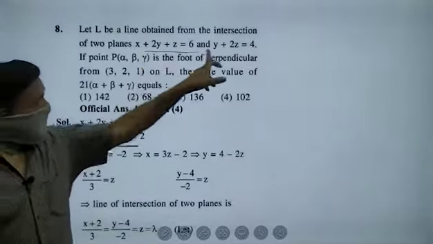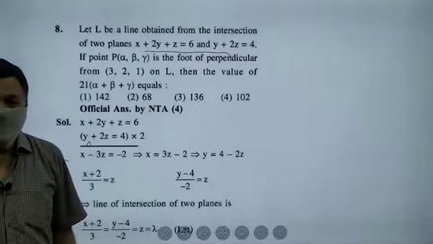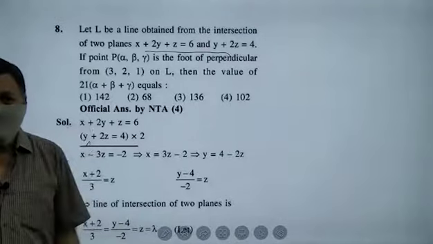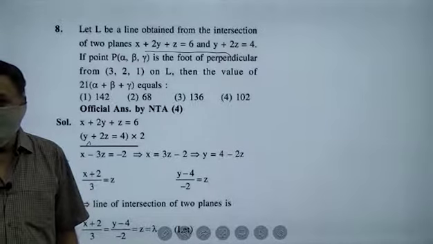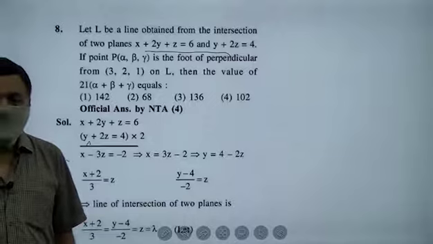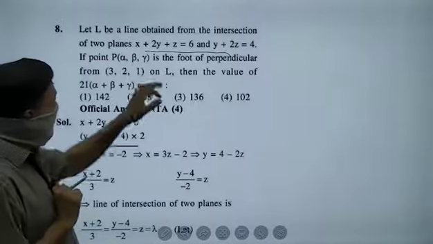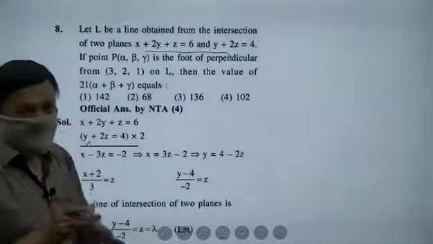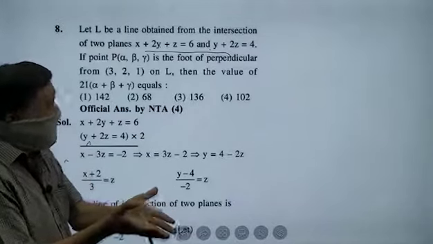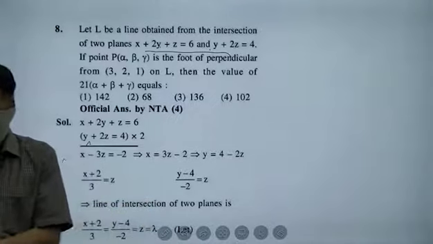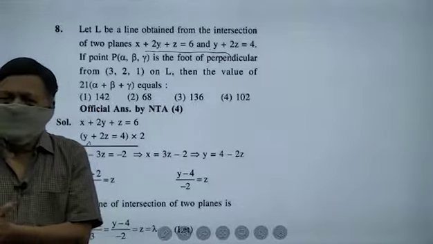See, the line is given in the two-plane form. When the line is given in the two-plane form, you better convert that into symmetric form. Symmetric form is what? x minus x1 by l is equal to y minus y1 by m is equal to z minus z1 by n. For that, you require a point on the line. Now, let us say these two planes are intersecting like this. They intersect on, let us say, the YZ plane. They intersect either the XY plane or YZ plane or ZX plane. I will prefer the YZ plane.